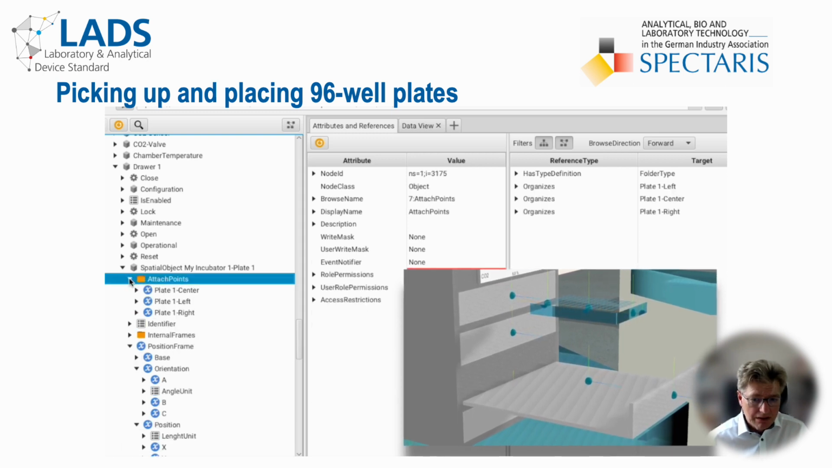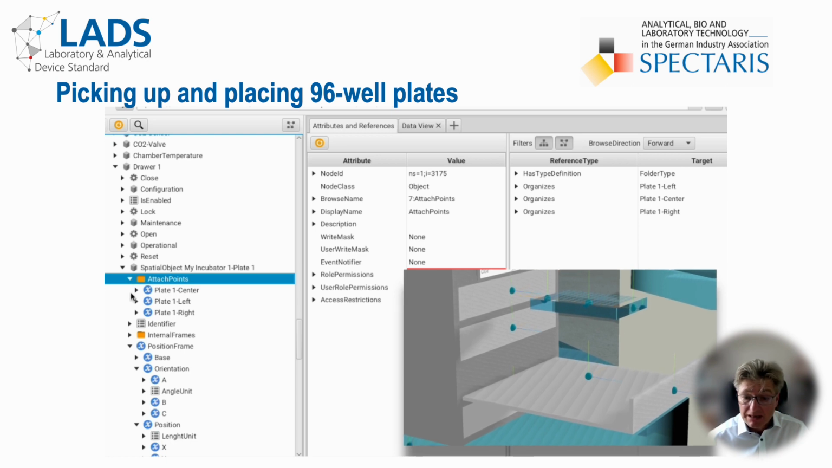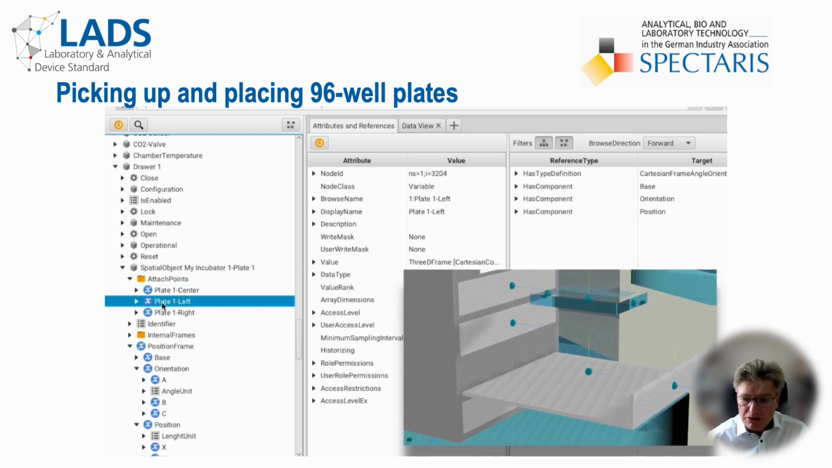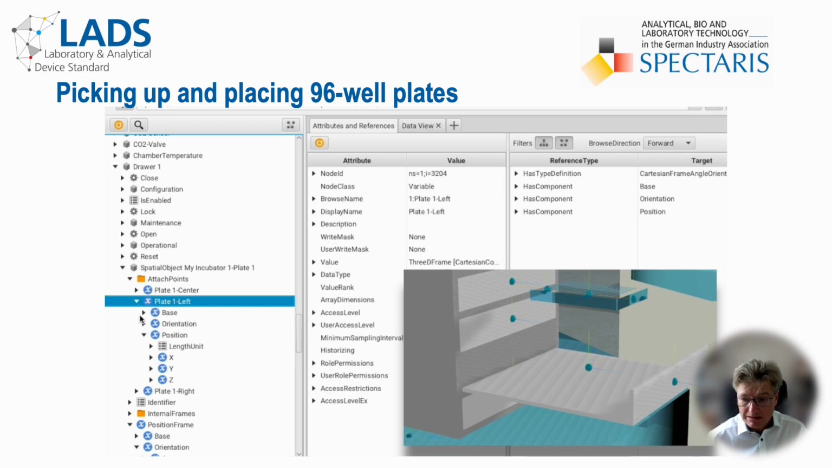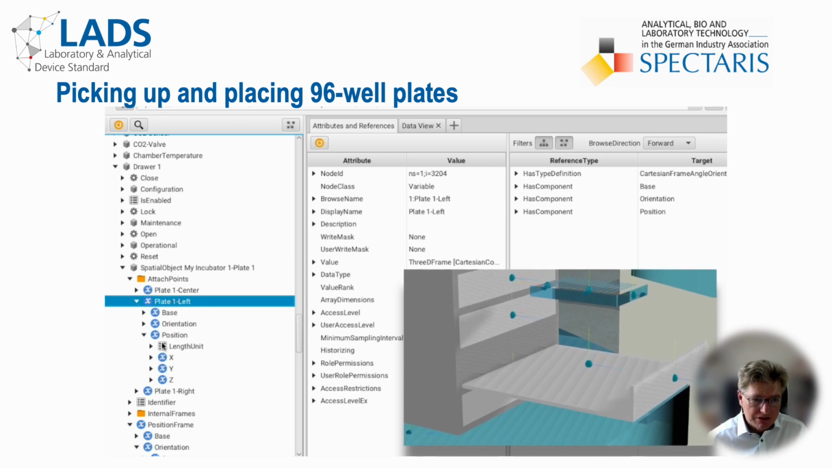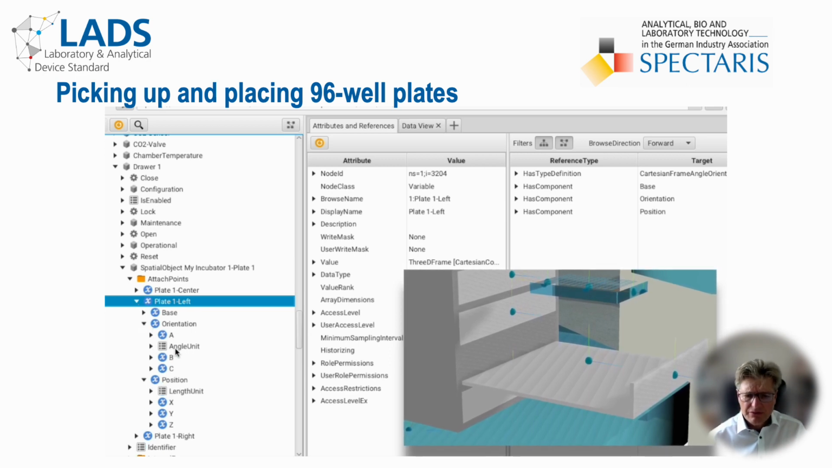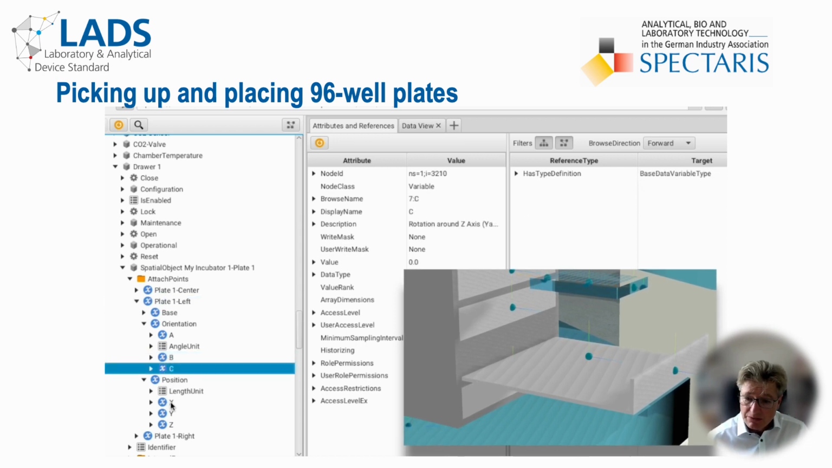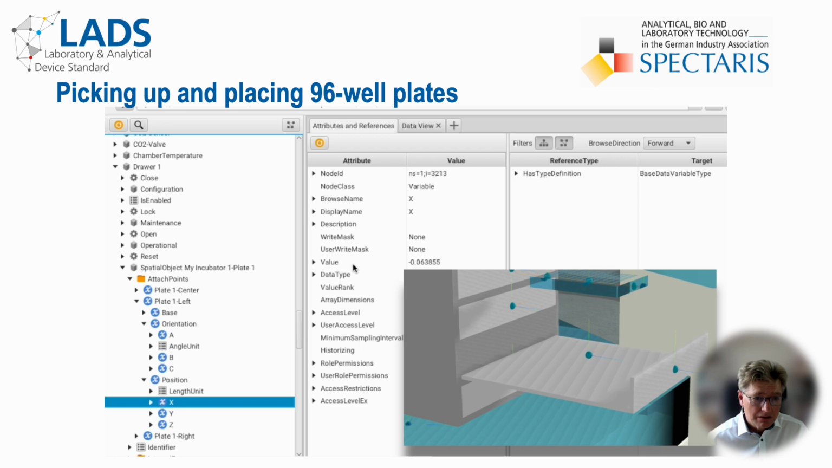The robot can derive the attach points where it places its gripper from the corresponding definitions in the attach points list. For example, the X position of the left attachment point is minus 6.3 something centimeters away from the plate's center.